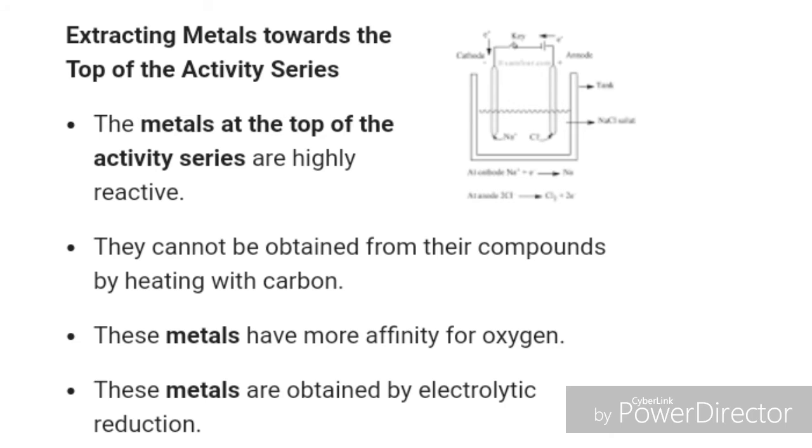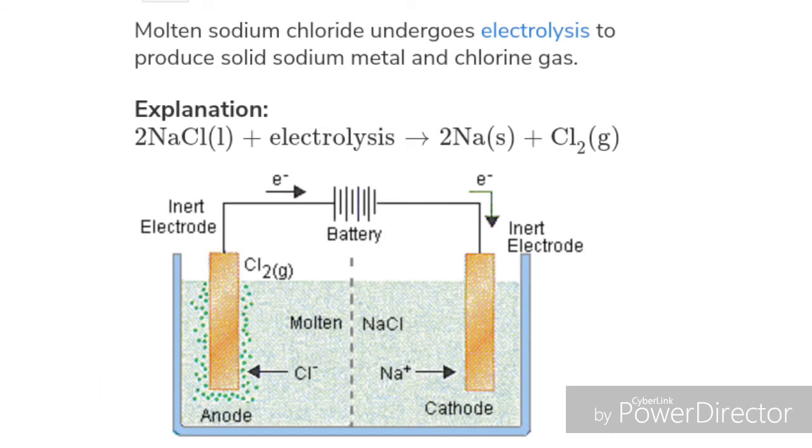Students, sodium is extracted from sodium chloride through electrolytic reduction. Here you can see the process. Molten sodium chloride undergoes electrolysis to produce solid sodium metal and chlorine gas. In this electrolytic cell, sodium is deposited at the cathode and chlorine gas is collected at the anode. You can see the apparatus here. One battery and two electrodes are there. So this is the electrolytic reduction to get the sodium metal.